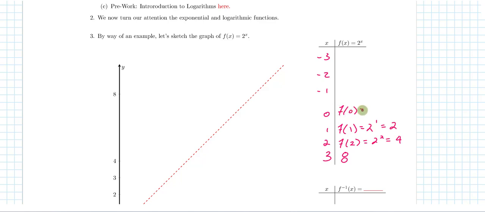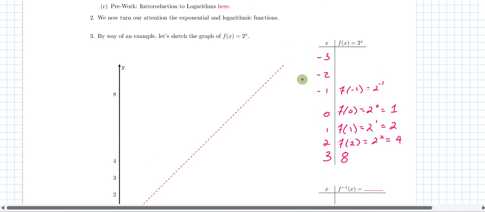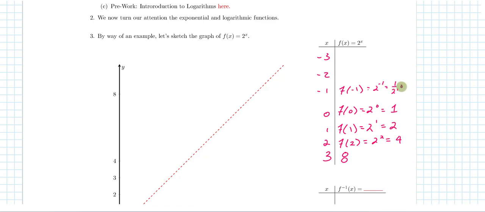f of 0 would be 2 to the 0th power, and anything to the 0th power is 1. Then if we evaluate f of -1, this would be 2 to the -1 power. Now again, you may need to go back and study your exponentials to practice this, but remember that this is the same thing as 1 over 2 to the first power, which simplifies to be 1/2. Similarly, this would be 2 to the -2 power, which simplifies to be 1 over 2 squared, or 1/4, and this value here would be 1/8.